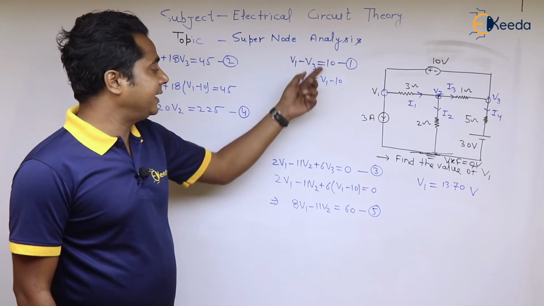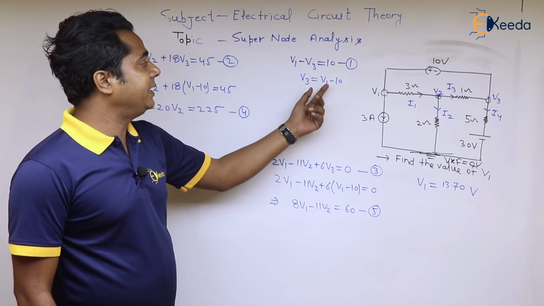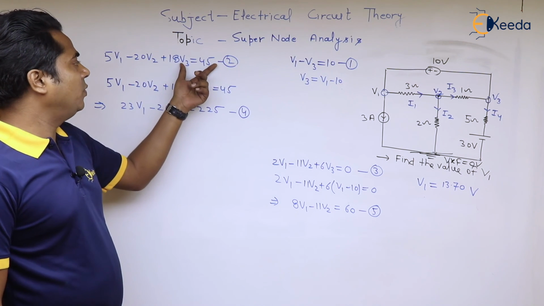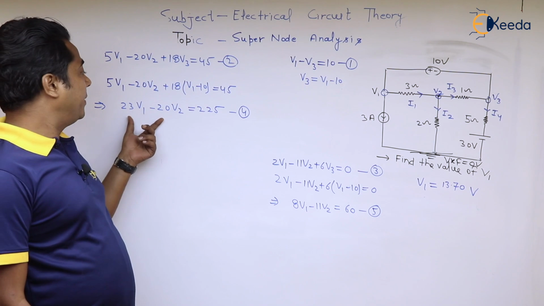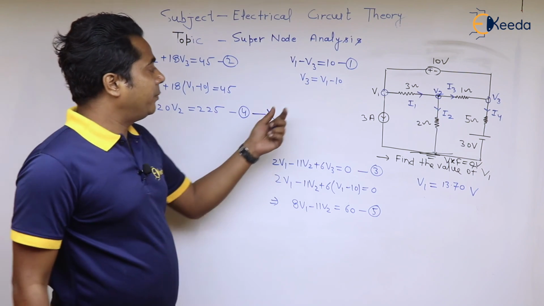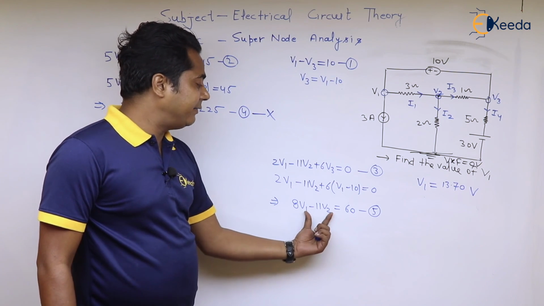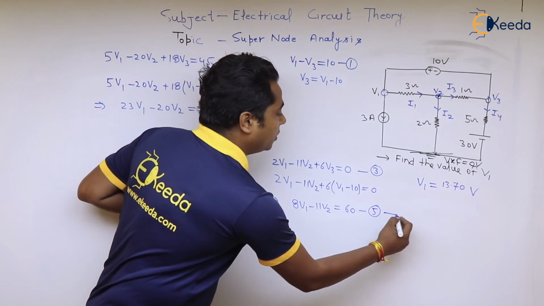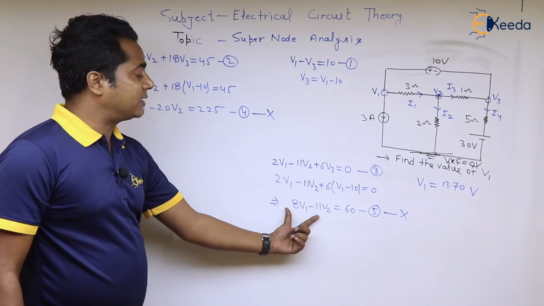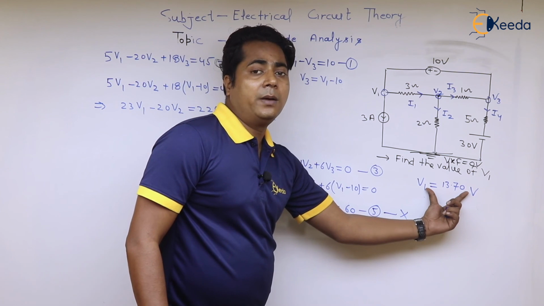Now with the help of these 3 equations we will find the value of V1. So first, V3 we can write as V1 minus 10 and put this value of V3 in equation number 2, and from equation number 2 we get equation 4: 23V1 minus 20V2 is equal to 225. Equation number 4 is important right now. Putting V3 equal to V1 minus 10 in equation number 3 also, we get 8V1 minus 11V2 is equal to 60, and this is also important. Now we have equations 4 and 5, 2 unknowns and 2 equations. From these 2 equations we can calculate the value of V1, which comes to 13.70.